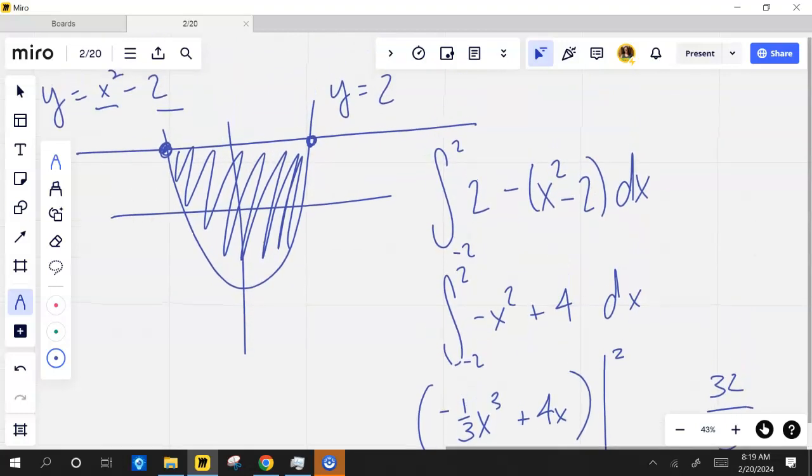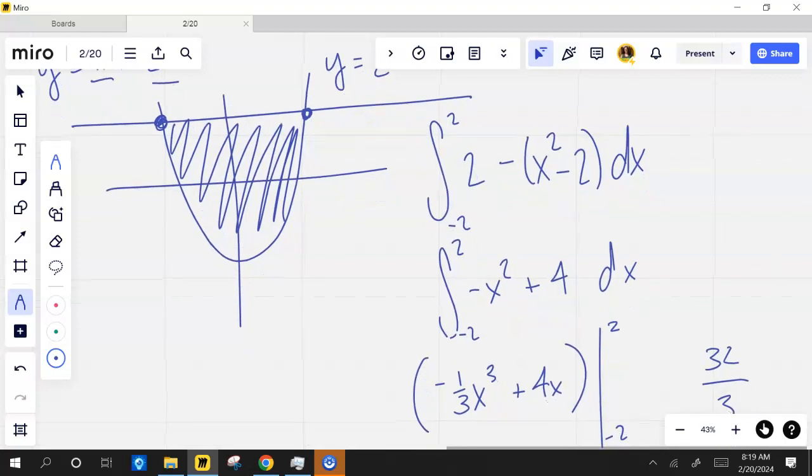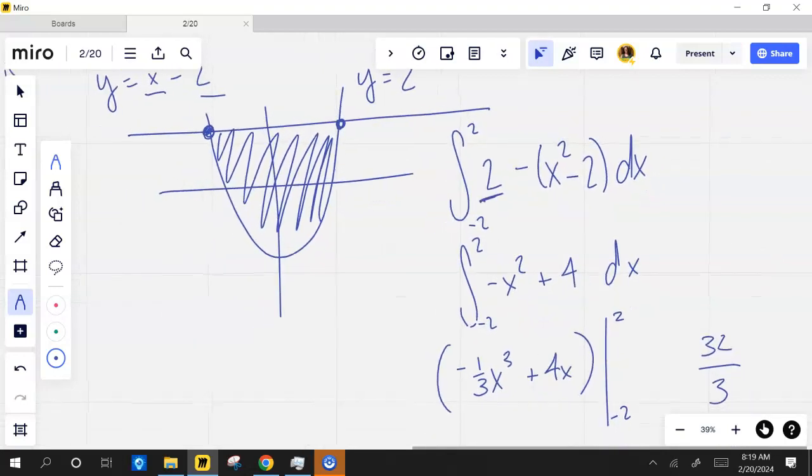What 2 outside? This 2? I distribute that negative, so that's a plus 2. So then together they give me the 4.